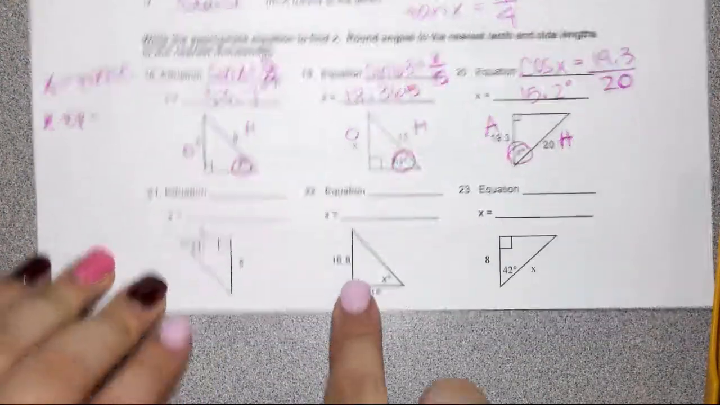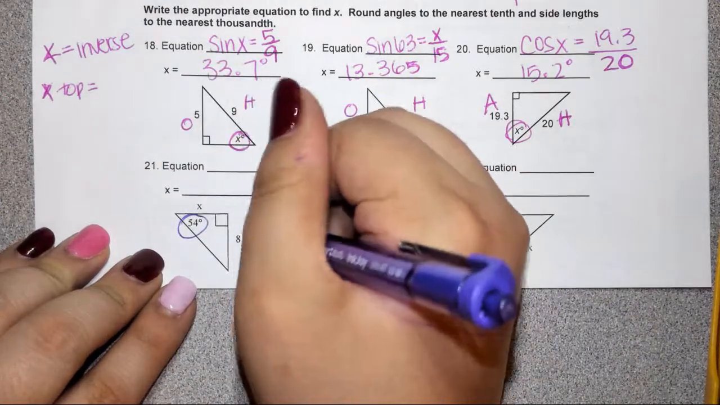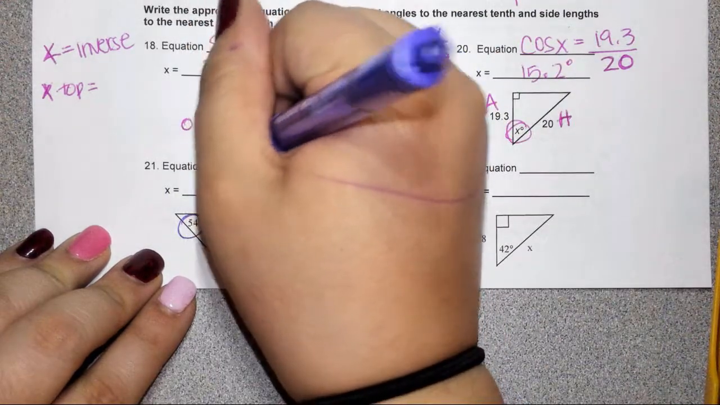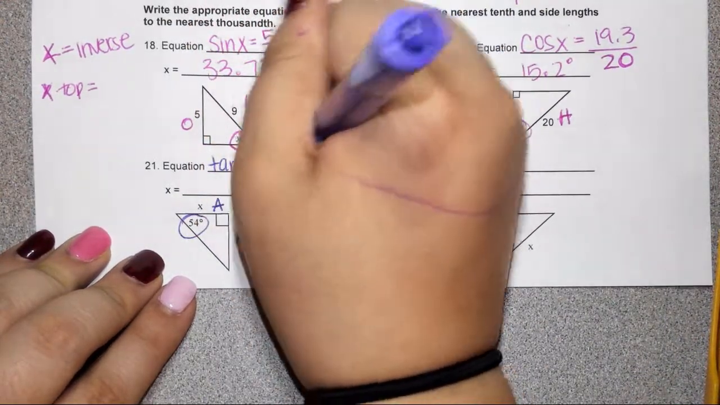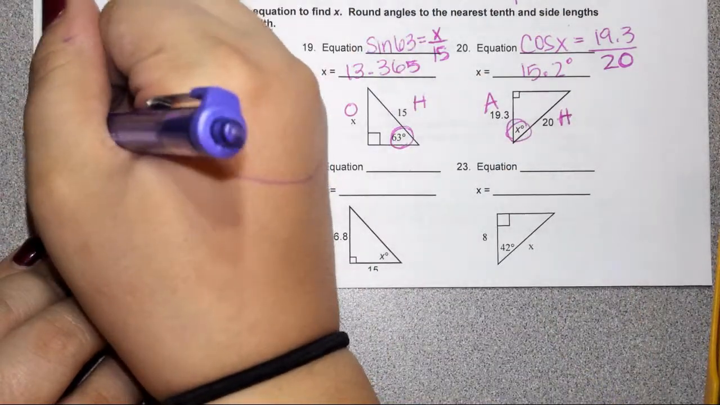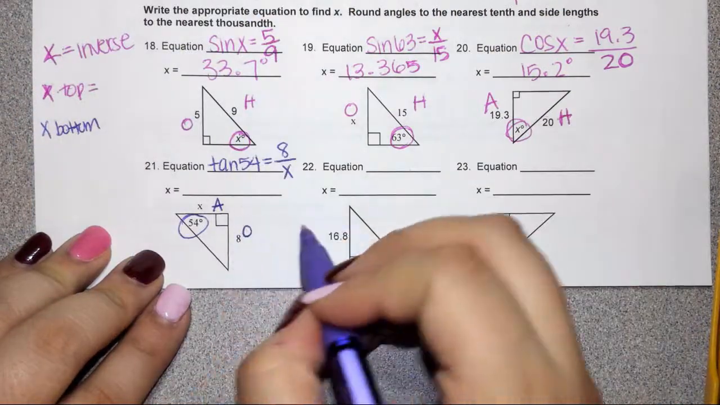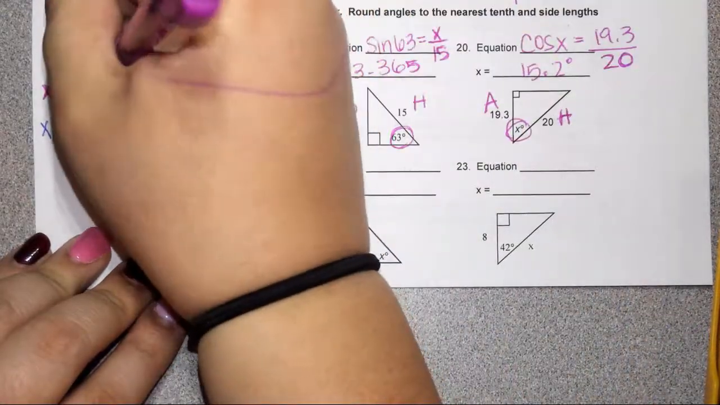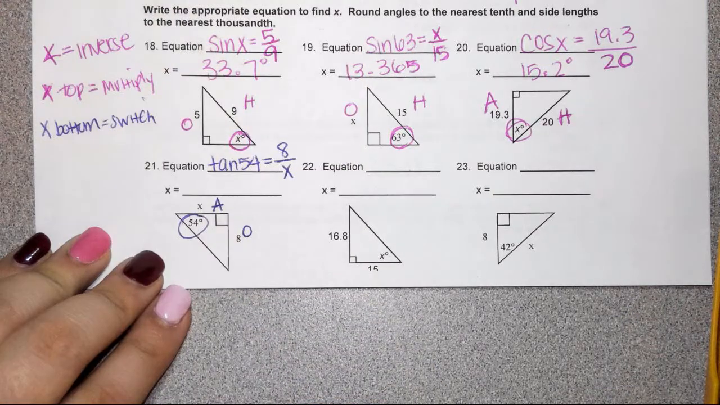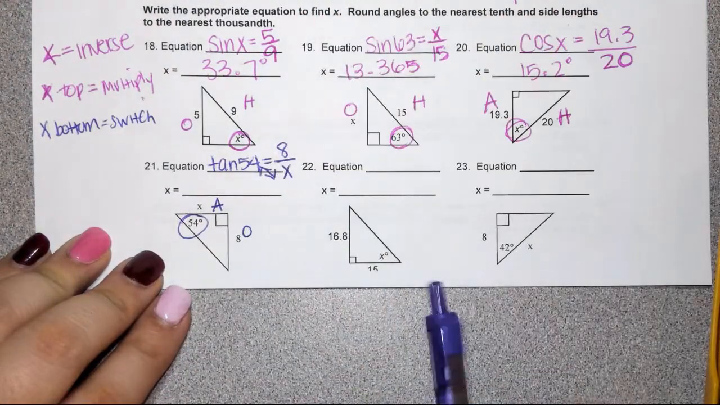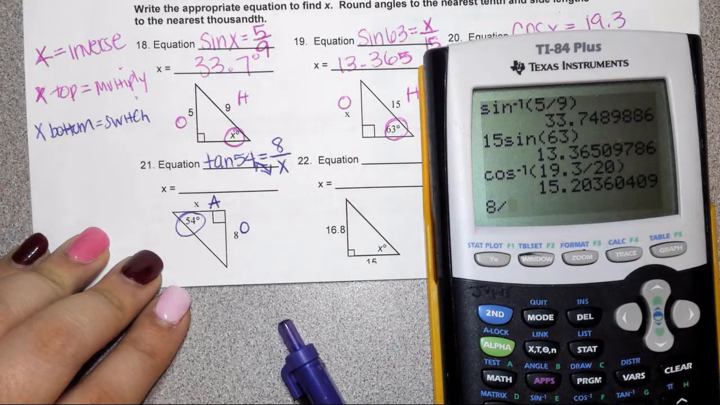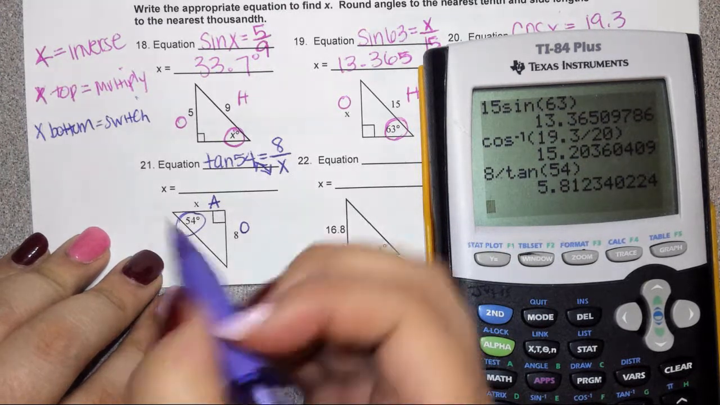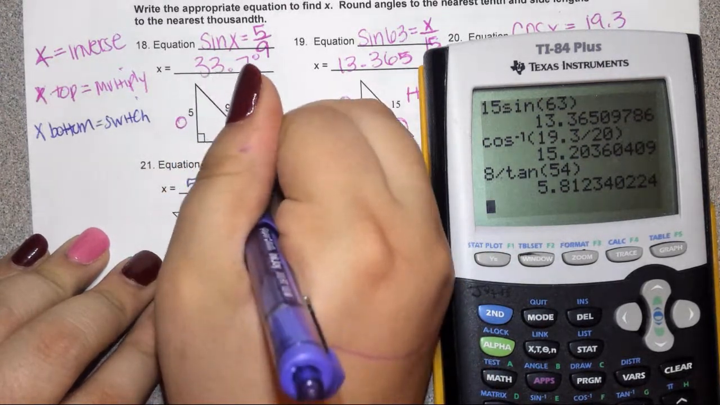Going to a different color here. Here's my angle. What do I have? Opposite and adjacent. What's opposite and adjacent? Tangent. So the tan of 54 gives me 8 over X. What about when X is on bottom? You switch. Oh, I forgot to write over here. If X is on top, what did we say to do? Multiply. So I have to literally switch these around, and I'm going to do 8 divided by the tan of 54. What is X going to equal? 5.812.